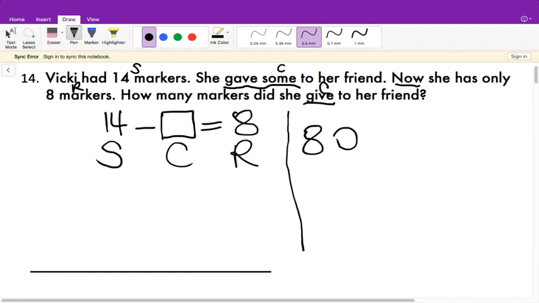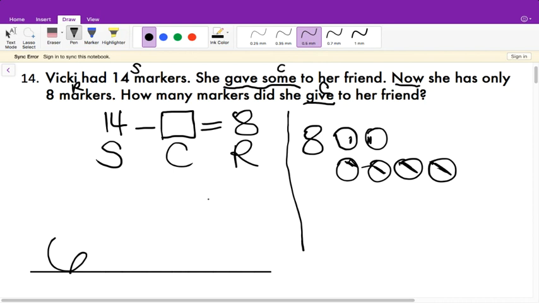8, 9, 10, 11, 12, 13, 14. Okay, so I can double check. 8, 9, 10, 11, 12, 13, 14. And then I'm going to count how many circles it took me to get up to 14. And that will give me my answer that I'm looking for. So I have 1, 2, 3, 4, 5, 6. So my answer is going to be 6.